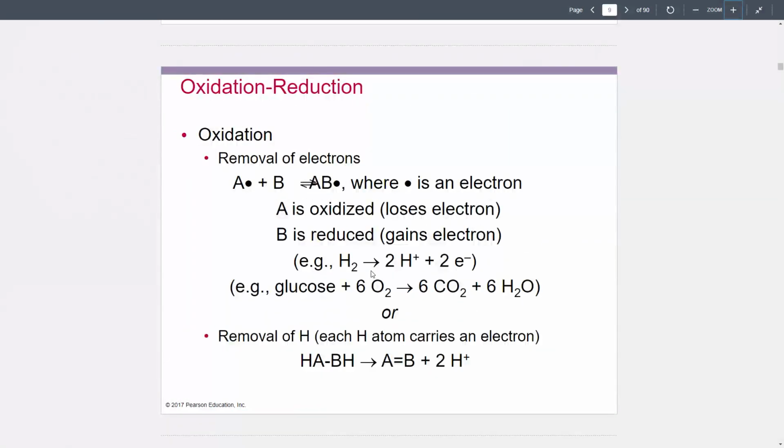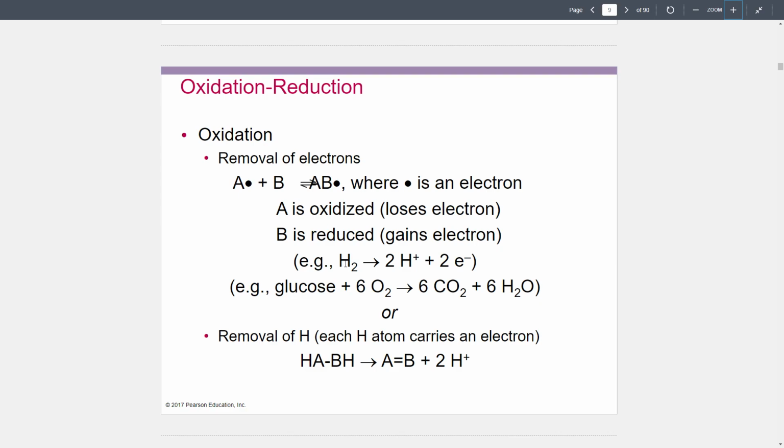Oxidation and reduction have to do with the adding and removal of electrons. So oxidation is when I remove an electron. If I have A plus B, A loses an electron, so it becomes oxidized, and B is gaining an electron, so it becomes reduced. Real-world examples are great to try and wrap your head around this.